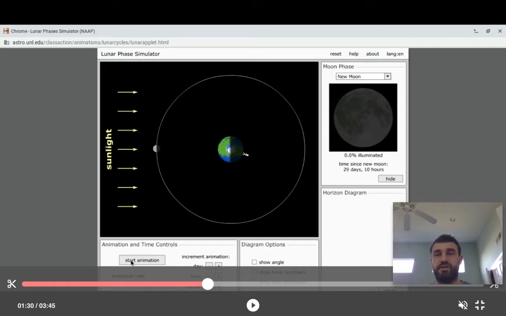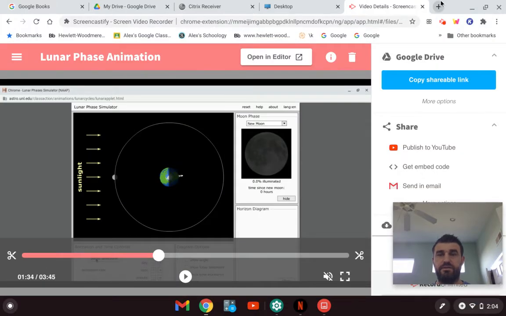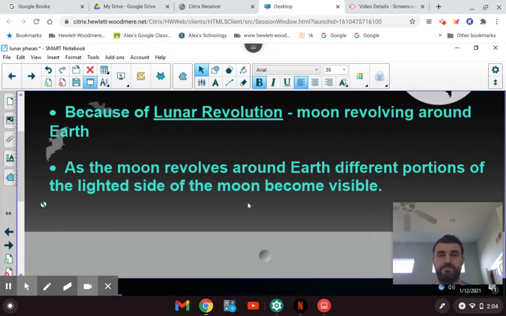So I wanted to make sure I played that one more time for you. Let's go back to the notes. So this is where we left off. As the moon revolves around Earth, different portions of the lighted side become visible.